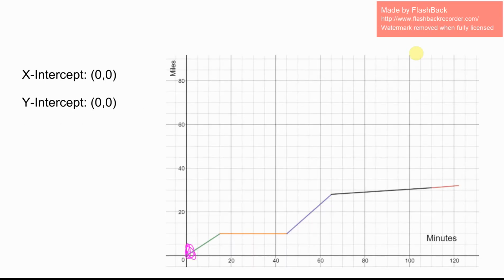Next, we have the y-intercepts and the x-intercepts. They will both be (0, 0) because that is where we are starting. We have not moved.